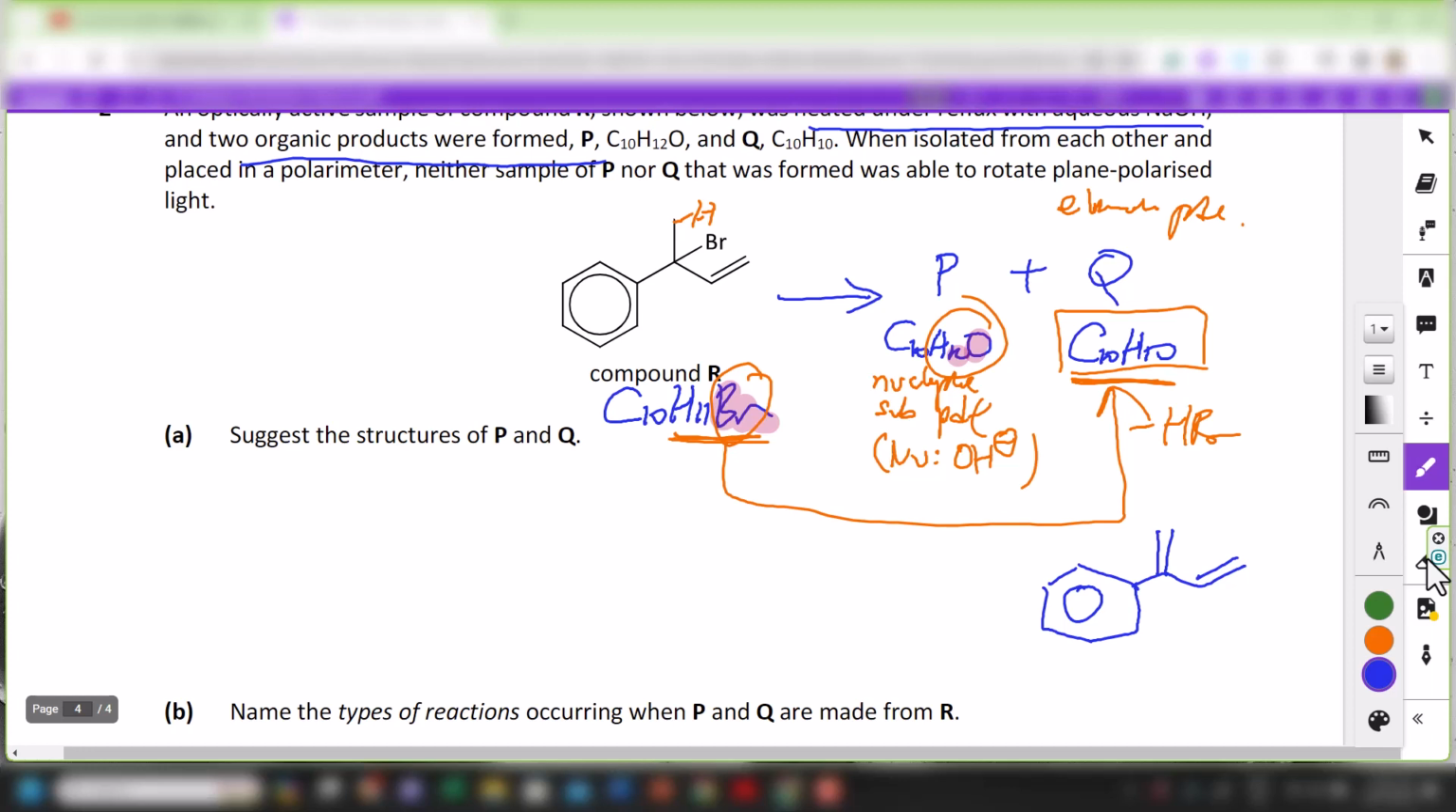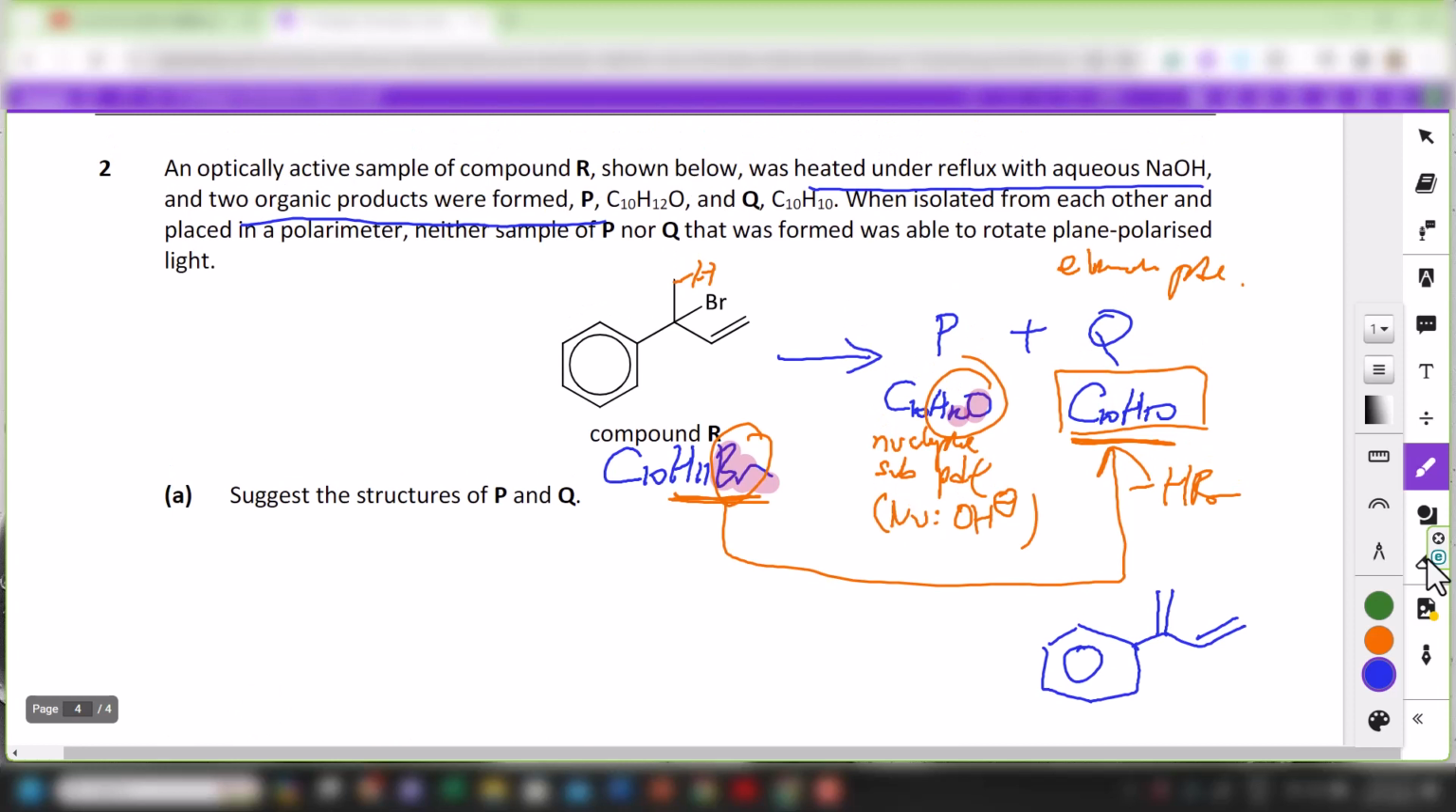What about P? P is a nucleophilic substitution product. You were told that neither of the samples was able to rotate plane polarized light. That means either I get a compound without a chiral center, or I get an enantiomeric mixture. You can see that this is actually a tertiary bromide, so it's likely to undergo SN1.